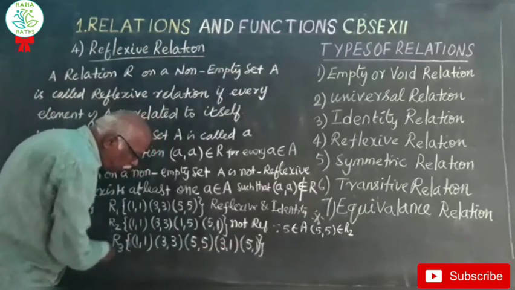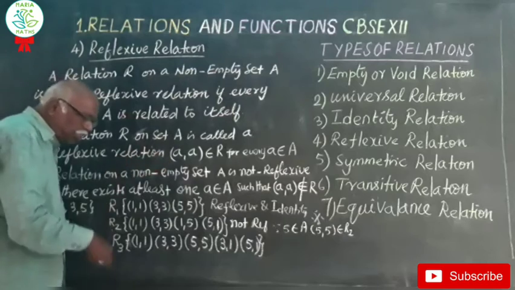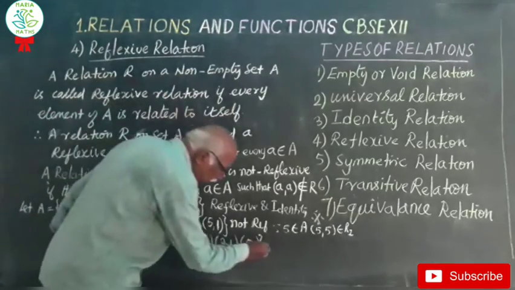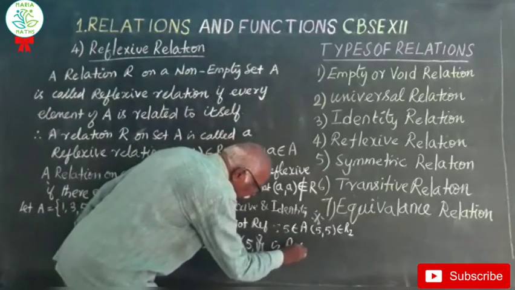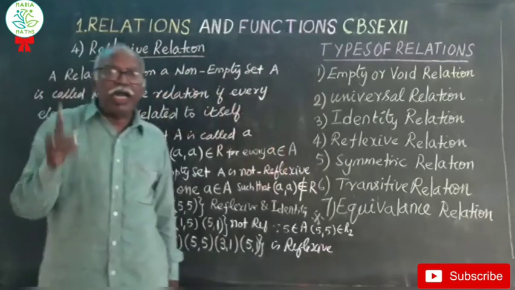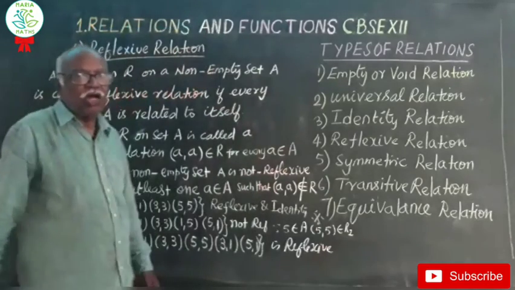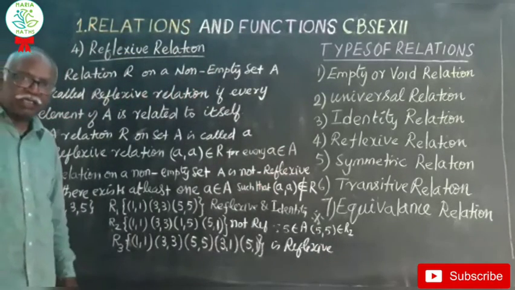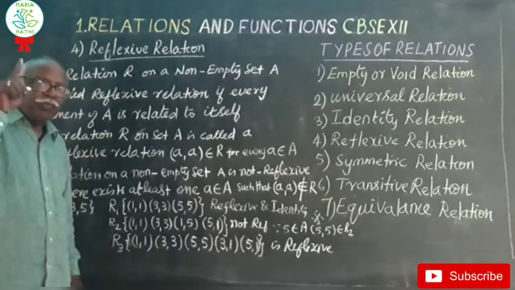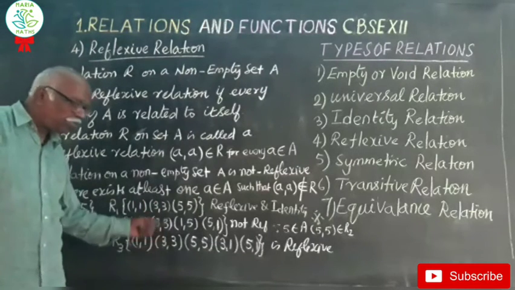It is possible even though it is a reflexive relation, because each element of A is related to itself and some other elements can also be related. Therefore, it is reflexive. Therefore, all identity relations are reflexive relations, and all reflexive relations may or may not be identity relations. We can see this from this example.